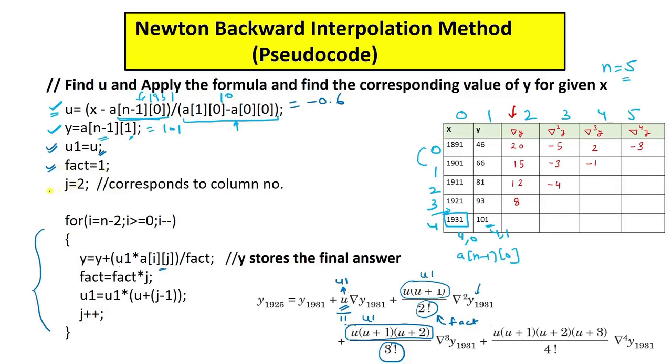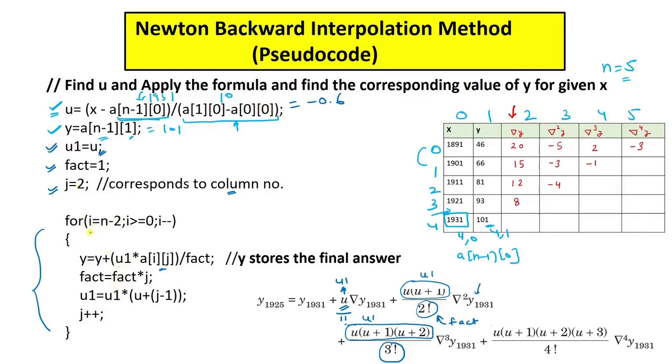Now I am starting from j equal to 2, okay. So j equal to 2 corresponding to the column number, okay. Now again, your implementation can be somewhat different from what I have shown here, okay. So this is okay. So for one question there can be many implementations coding wise, okay.